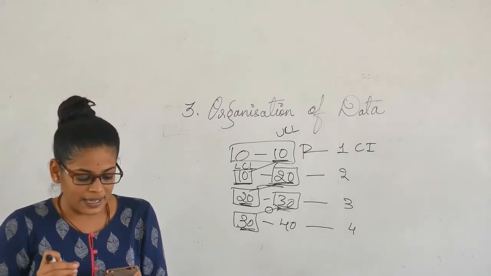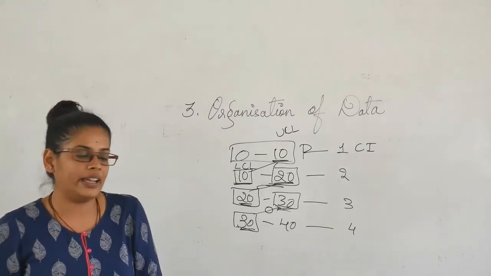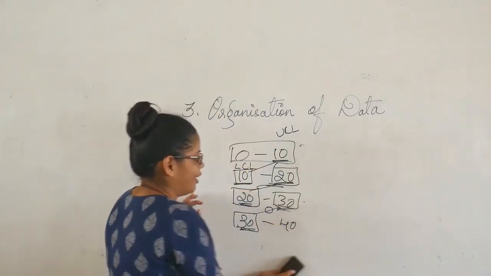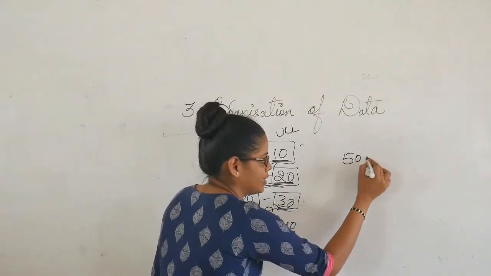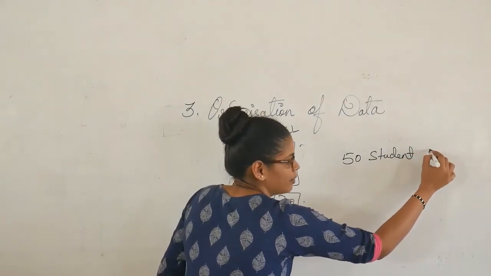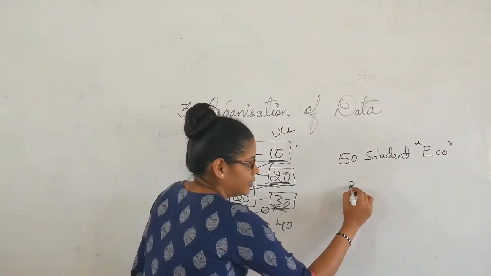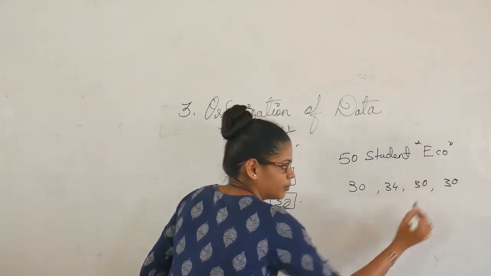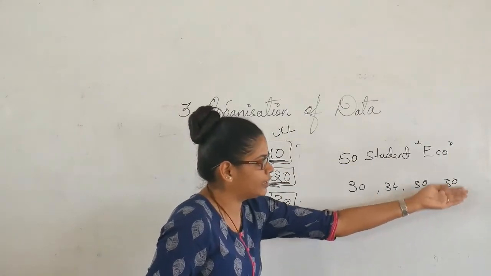Under this method, the upper class limit is excluded but the lower class limit of the class is included in the interval. So what they are trying to tell us is, when we have this kind of class interval, for example, let's say we have 50 students who have scored marks in economics. Now 30, 34, 30, 30. So these are four different students who have scored 30, 34, 30, 30 in economics.